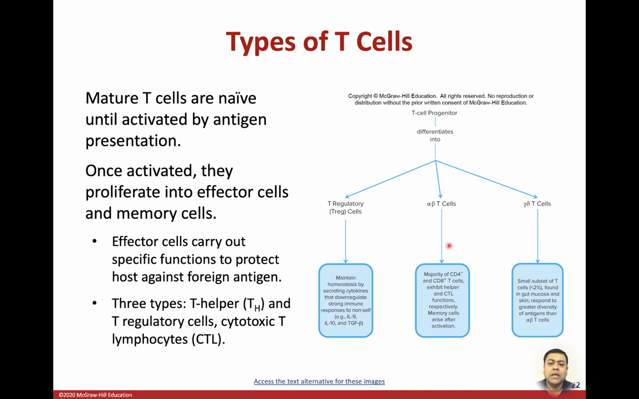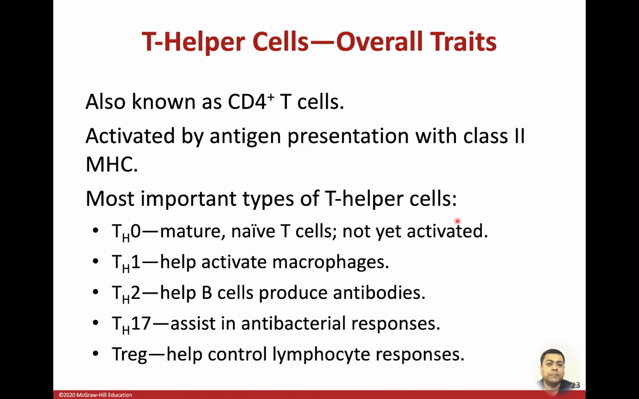Alpha beta T cells, the majority of the CD4 and CD8 T cells are this type, exhibit the helper and the cytotoxic function. Memory cells arise after they are activated. On the other hand, the gamma delta T cells are a small subset, less than 2%, found in the gut mucosa and the skin. And again, as I said, they respond to a greater diversity of antigens than the alpha beta cells, because they are exposed to the front line where they can see many more pathogens compared to the alpha beta T cells, which are in the internal body compartment.